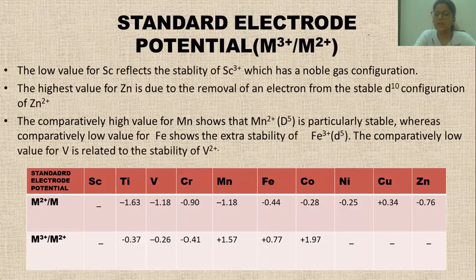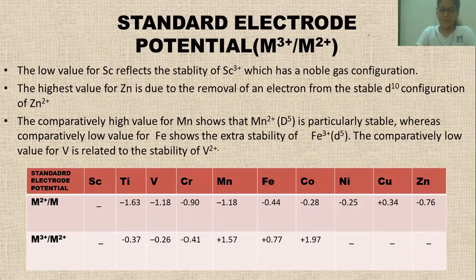Next is standard electrode potential for M3+/M2+. The low value of scandium reflects Sc3+, which has a noble gas configuration. The highest value of zinc is due to the removal of an electron from the d10 configuration of Zn2+.